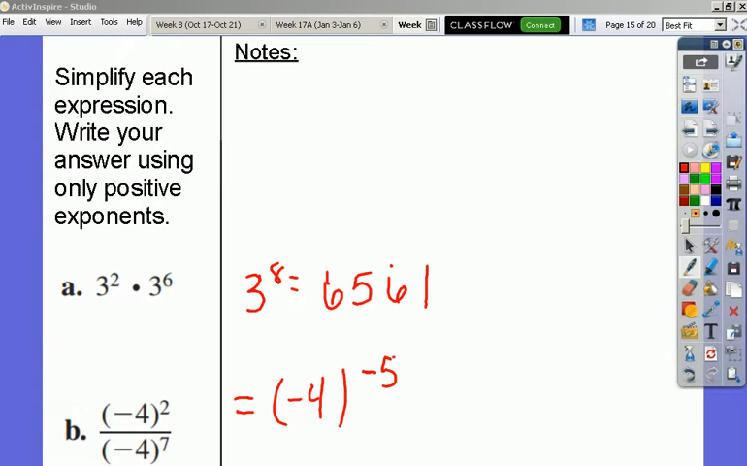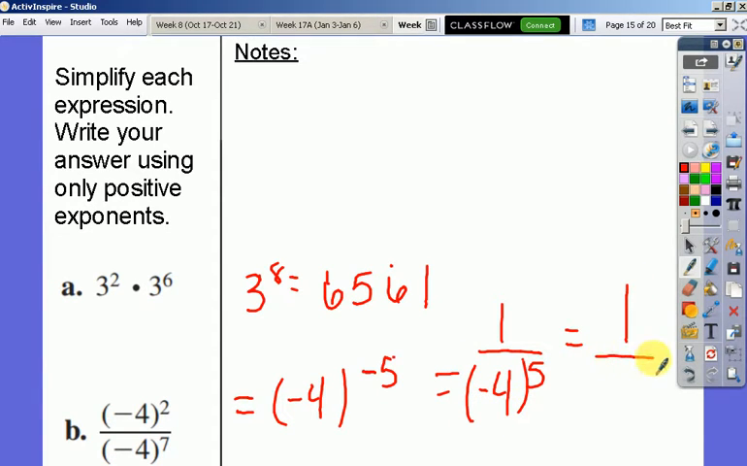For b here, I was in the middle of explaining that you can approach this two different ways. You can take 2 and subtract that from 7, or 7 from 2. You get negative 5, so negative 4 to the negative 5th power. How do I get rid of that negative 5 in the numerator? Yeah, I move it to the denominator. And when I move it to the denominator, I get 1 over negative 4 to the 5th with the parentheses. And so that simplifies to 1 over 1024.